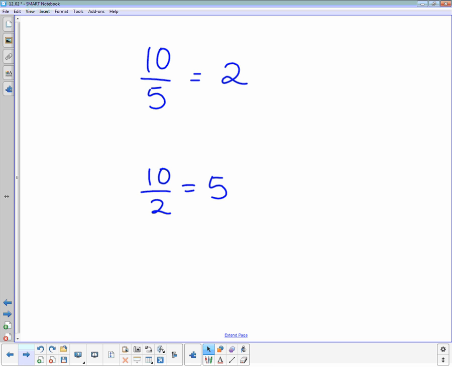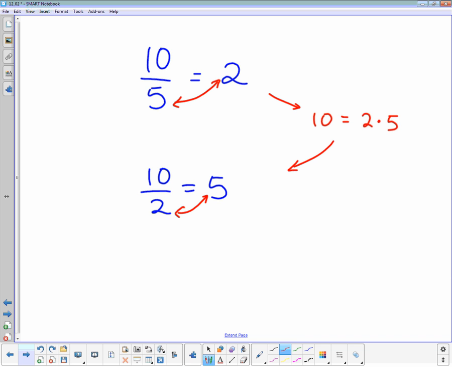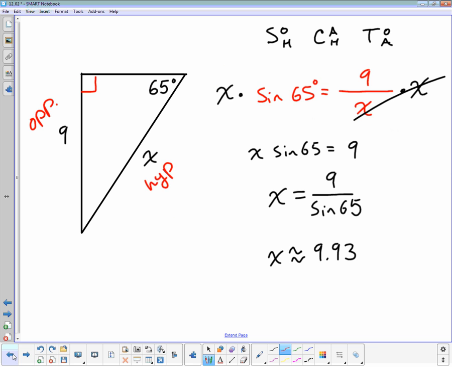So now look and see what happened between these two. All I did was just switch them out. Okay? Because the step that you're not seeing is this. I multiplied both sides by 5, and then divided both sides by 2 to give you that. So when you're dealing with fractions and proportions, you can switch diagonally across the equal sign.